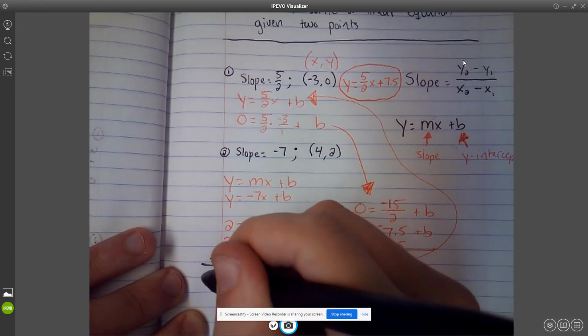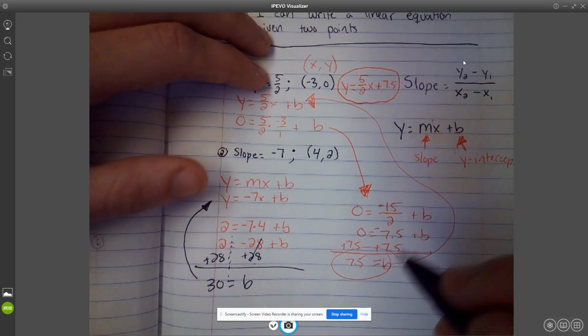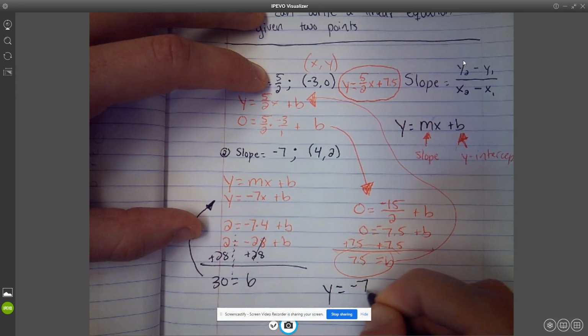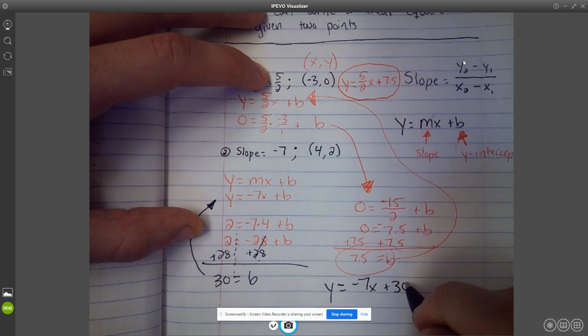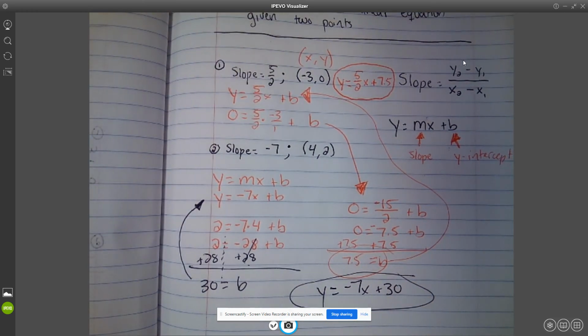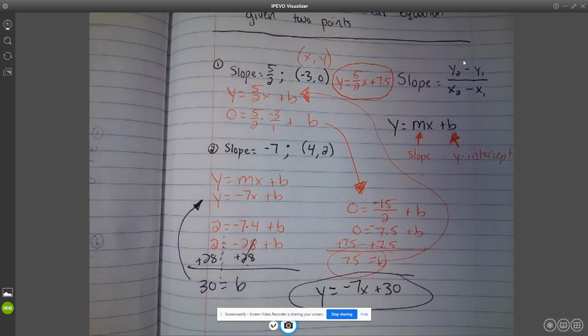So we're going to take that and plug it back in to our original equation up here. And we get y is equal to -7x, because that's the slope, plus 30, because it is a positive 30. And that is our equation, and we learned in 5-7 we could graph that if we wanted to. That's the y-intercept, and that's our slope. It's going to be a negative, down and to the right.